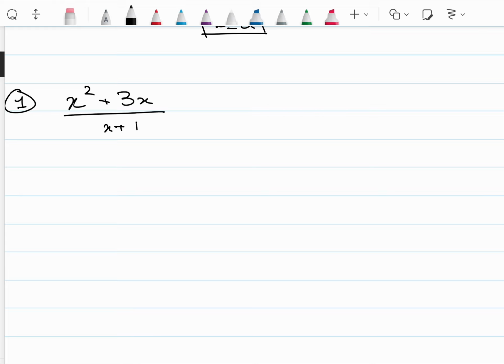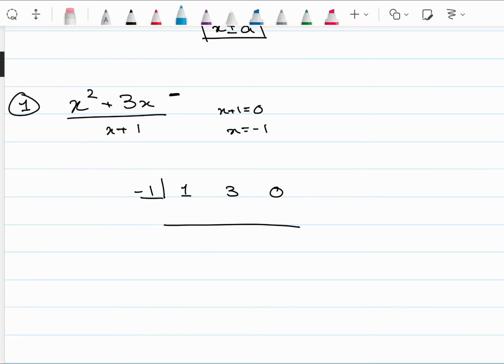Every synthetic division basically follows the same pattern. First thing we do is equate the divisor to 0. So x plus 1 equals 0, x equals minus 1. So write minus 1 here. And then we write out our coefficients in decreasing powers of x. So 1, 3, and there's no term independent of x, so 0.